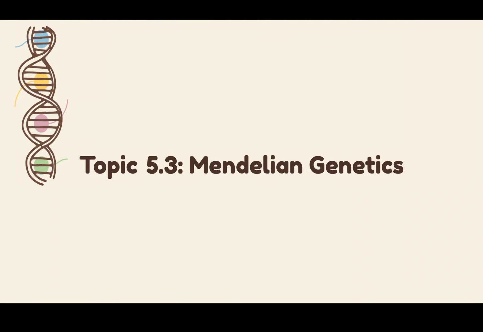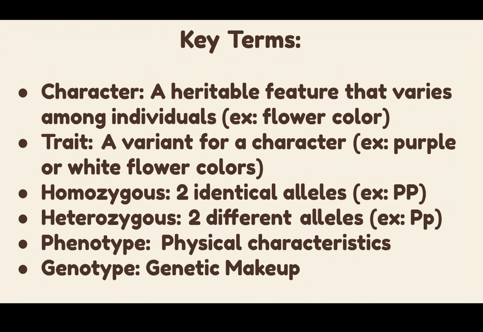Topic 5.3 Mendelian Genetics. Some key terms are character, which is a heritable feature that varies among individuals, and an example would be flower color. There are traits, which is a variant for a character, like purple or white flower colors. Homozygous refers to two identical alleles, whereas heterozygous refers to two different alleles. Phenotype is basically just physical characteristics, whereas genotype refers to genetic makeup.